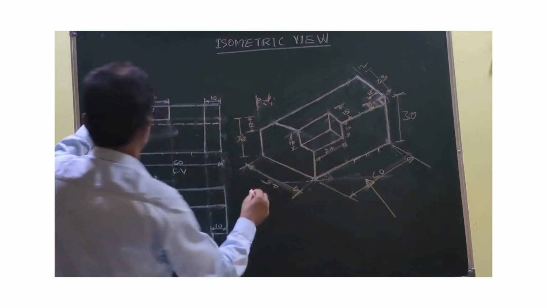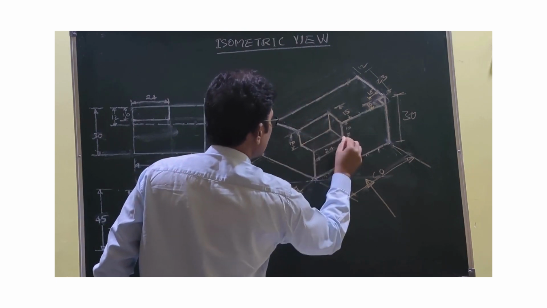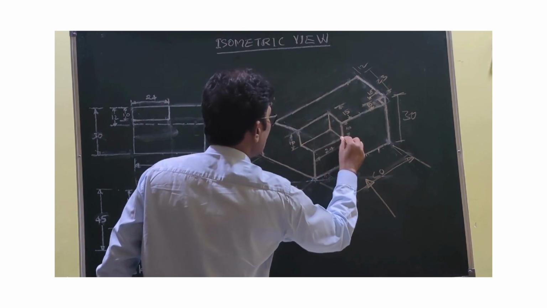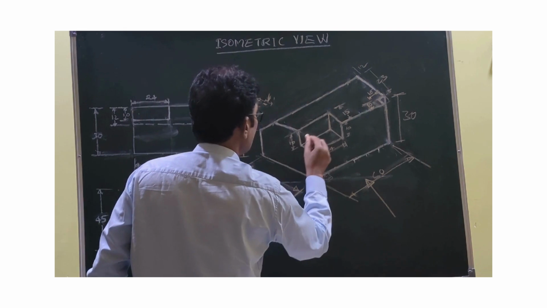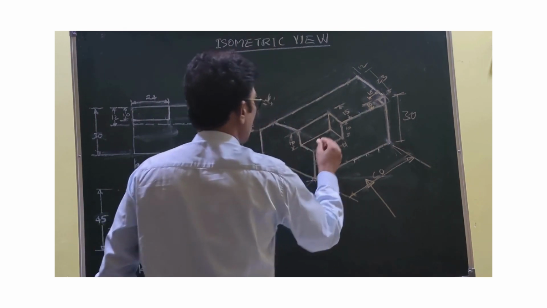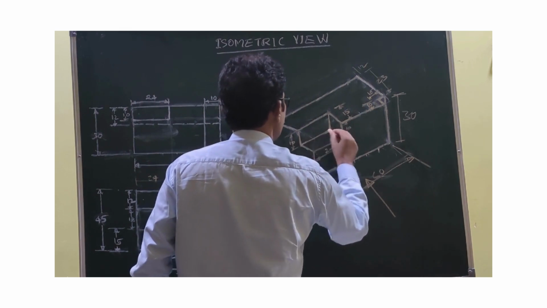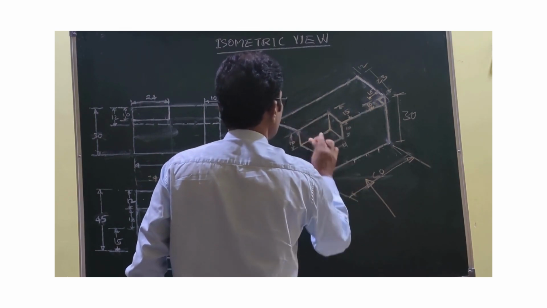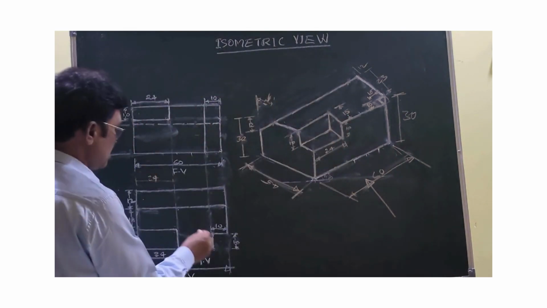Depth equal to 10. You draw a line parallel to this one, 10. These are also 10, parallel to this one. Next, you can join these lines like this. You can remove this one, and you get this part. That is completed.